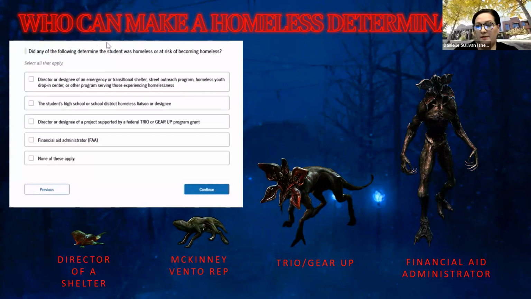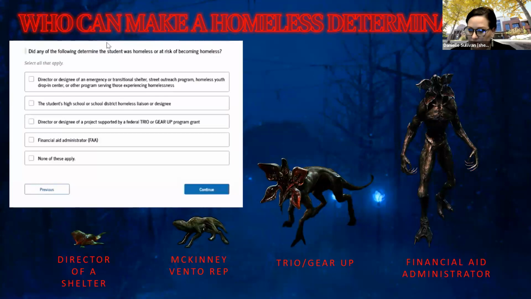I just want to say that the TRIO designation or designator, so TRIO Gear Up folks can make a homeless youth determination. That is in effect for this current FAFSA year, 23-24. So this is not going to be moving forward. This is actually right now. So just know that if you are a TRIO Gear Up professional, you can make a homeless determination for a student.